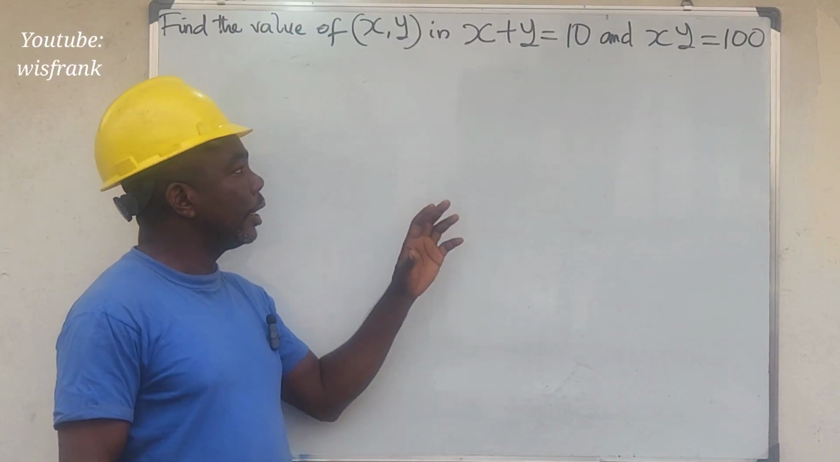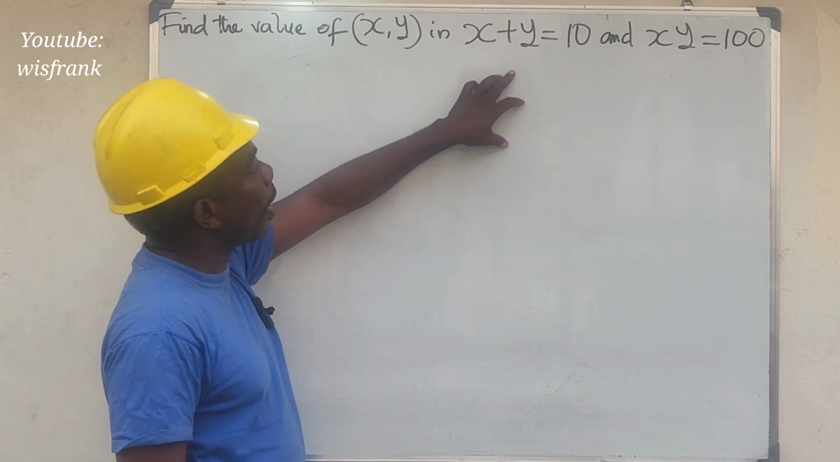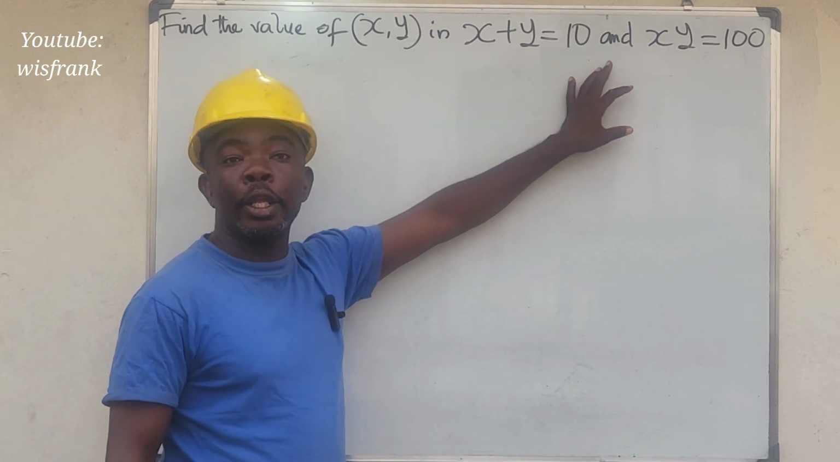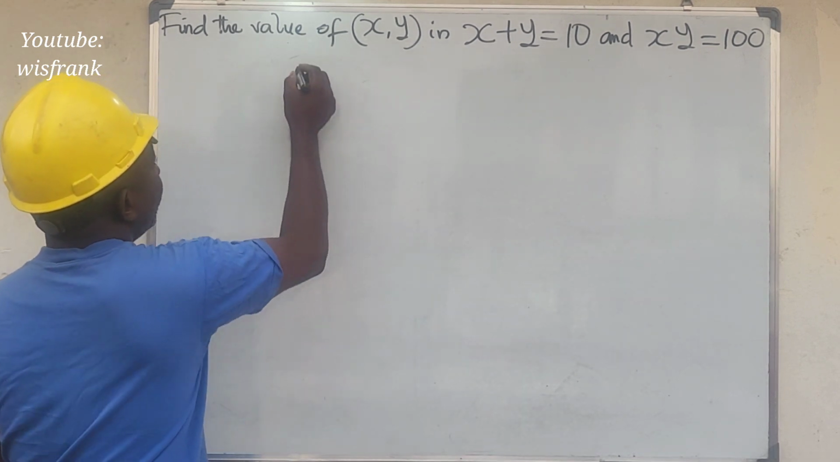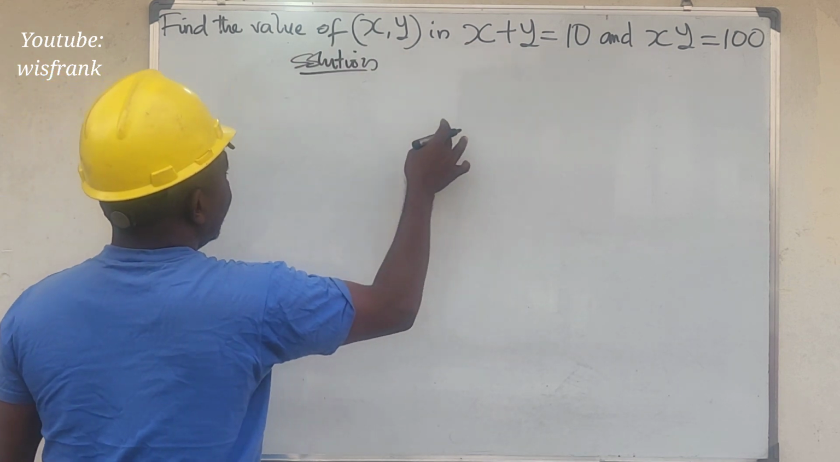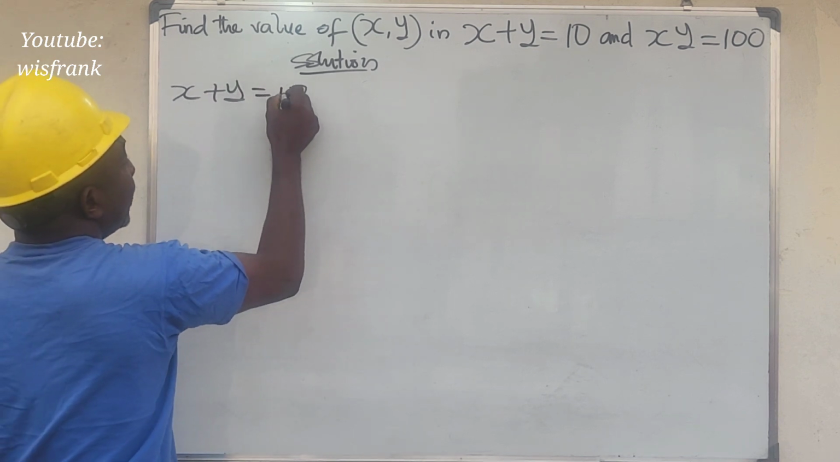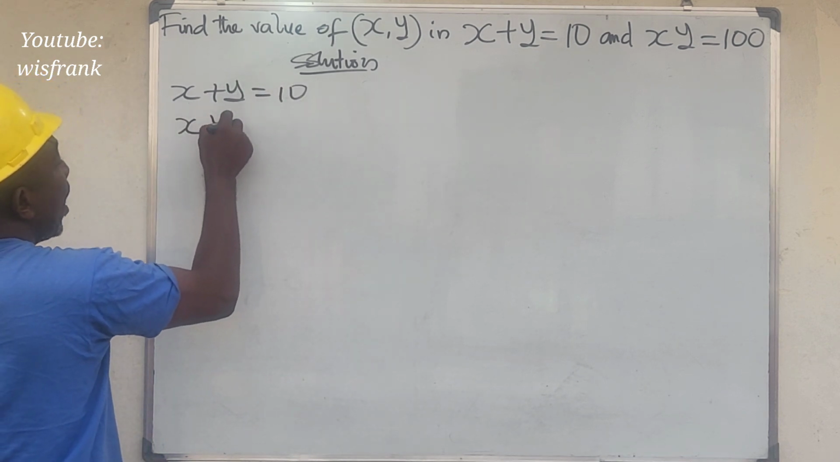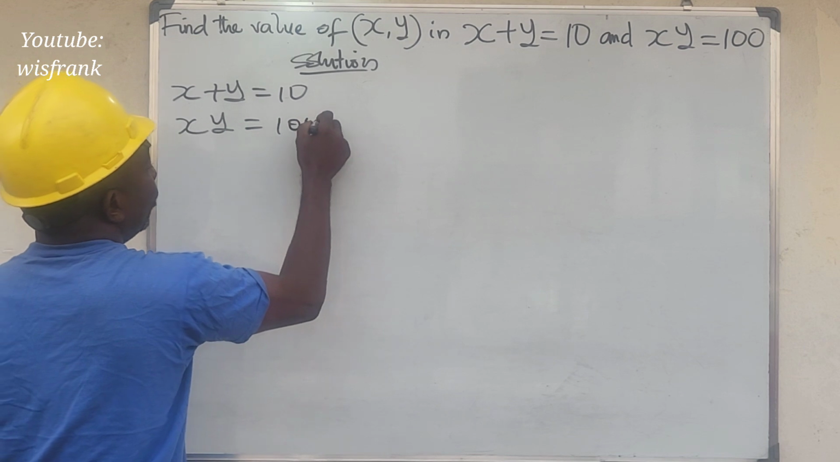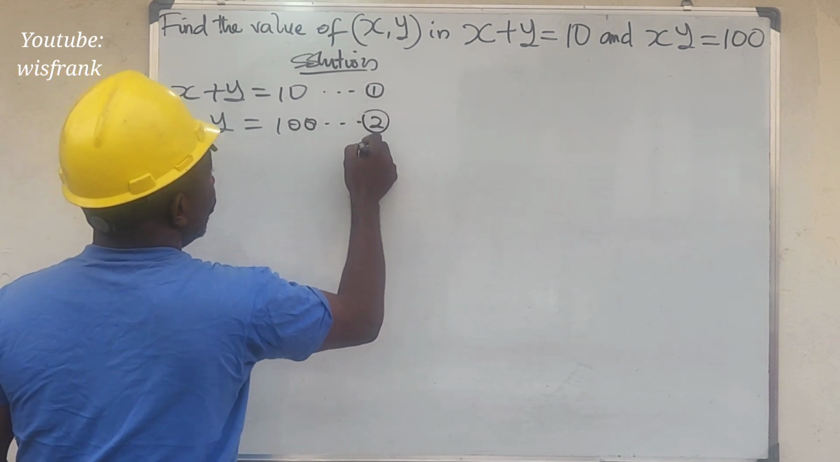For today, we are looking at this question. It says, find the value of x and y in x plus y equals 10 and xy equals 100. So we are going to find the value of x and y from that given equation. So we are given x plus y equals 10 and also xy equals 100. Let's call this equation 1 and this equation 2.